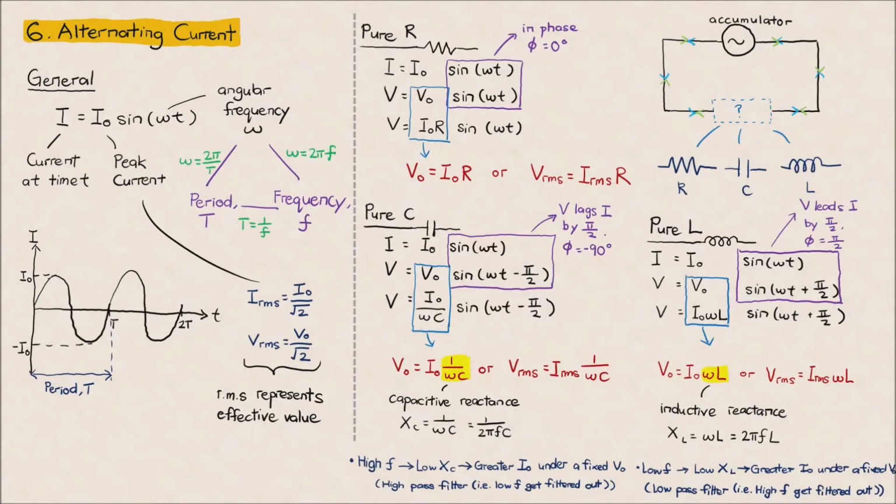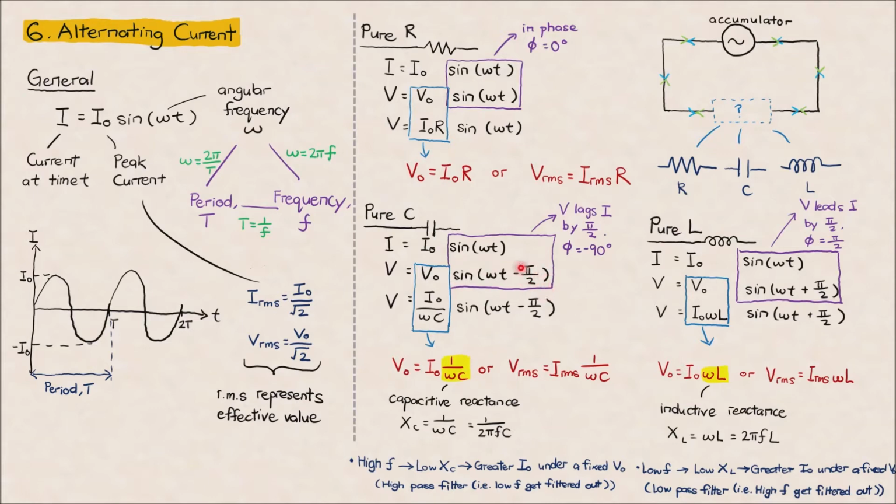Moving on to the pure capacitor circuit, where we connect a capacitor to this empty space over here, we will see that if our current is designed to vary in this fashion, I naught sine omega t, and we measure the potential difference across the capacitor, we'll find that the voltage of the capacitor varies in the sine omega t minus pi over 2 fashion.